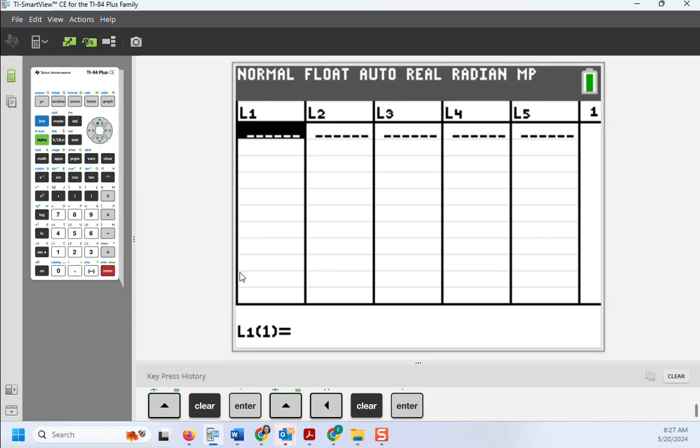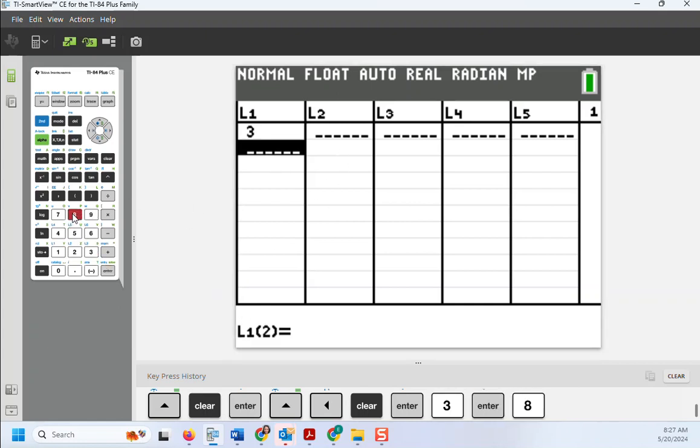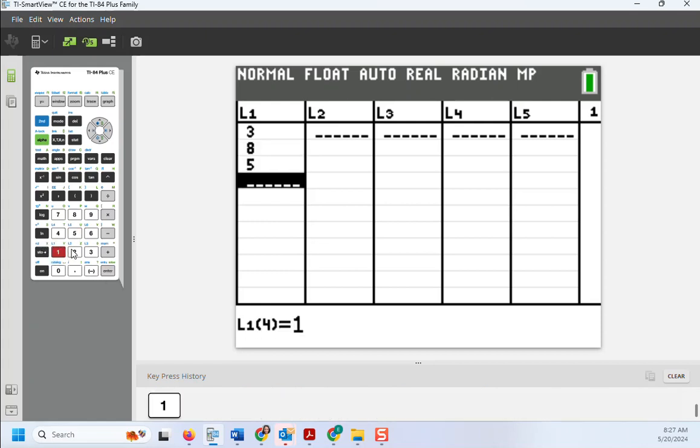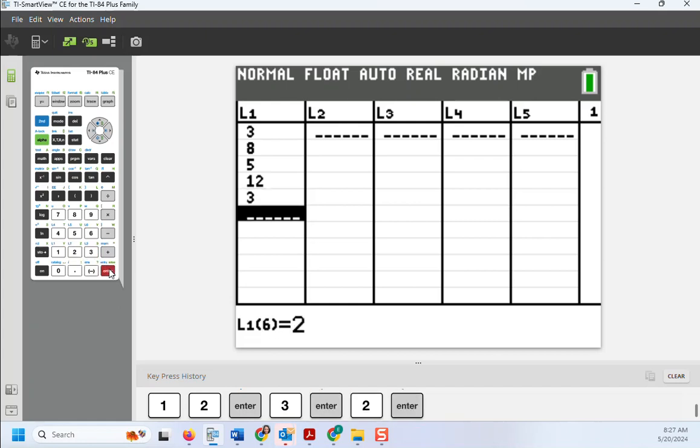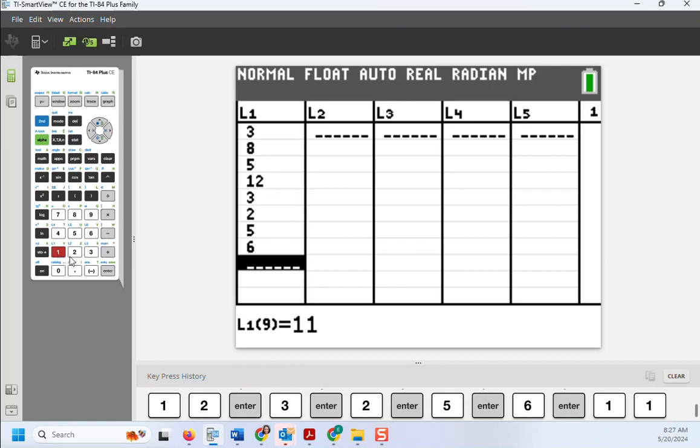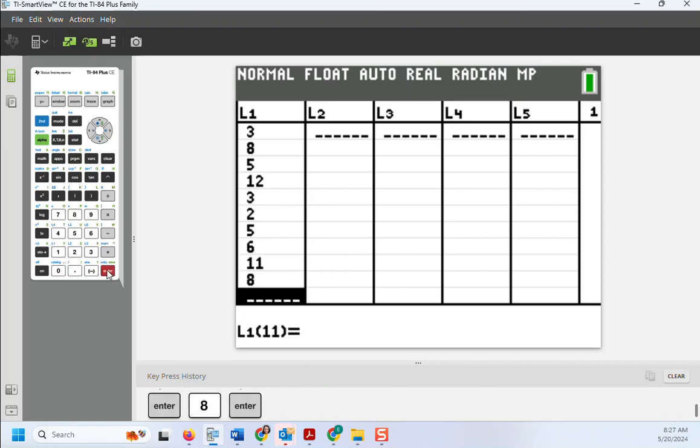In list 1, we're going to put the data. It does not matter if you put in the first list or if you put in the ordered list. Either one's fine, okay? So I'm just going to put in my original list, 3, 8. This is the data from the top of the page. 5, 12, 3, 8, 5, 12, 3, 2, 5, 6, 11, 8, 3 and 6.